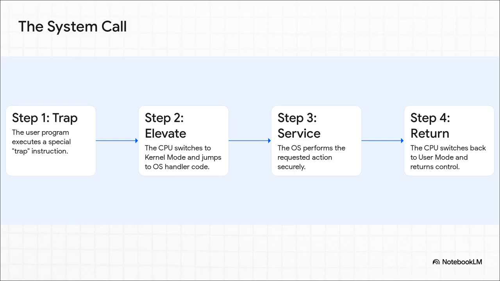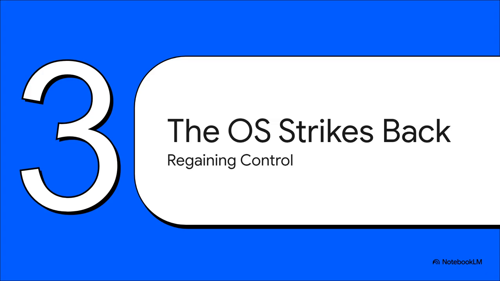The program gets what it needs, but it never ever gets the keys to the kingdom. All right, cool. So we've solved the protection problem, but remember that other issue, the control problem? What happens if a program gets stuck in a loop and just never makes a system call? How does the OS ever get control back?